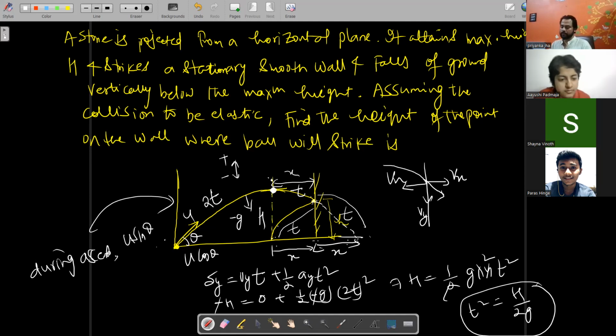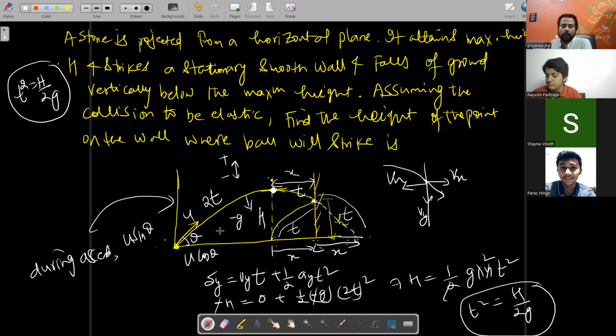Done, sir. Yes, sir. Done. Paras, you are also done. So I can see that t square is h by g. T square is h by 2g. Now we have to find this height, na h na.